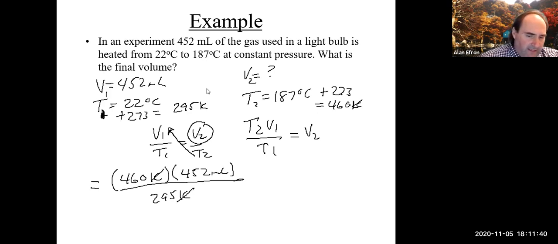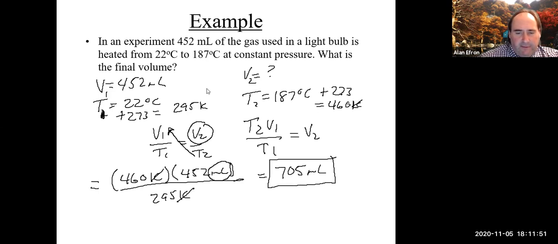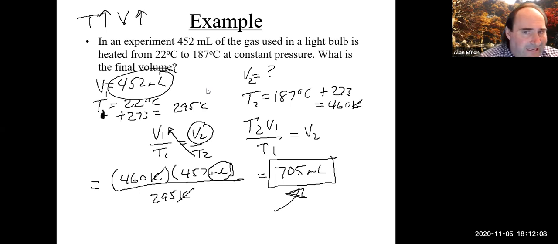Again, the Kelvin is going to cancel. The only unit left here is milliliters, so that will be our units at the end. It looks like perhaps 705 milliliters in this particular case. If we look at our relationship, we see our temperature is increasing, so we would expect our volume to go up as well. And we do see that when we compare where we started to where we ended. Any questions on that calculation?